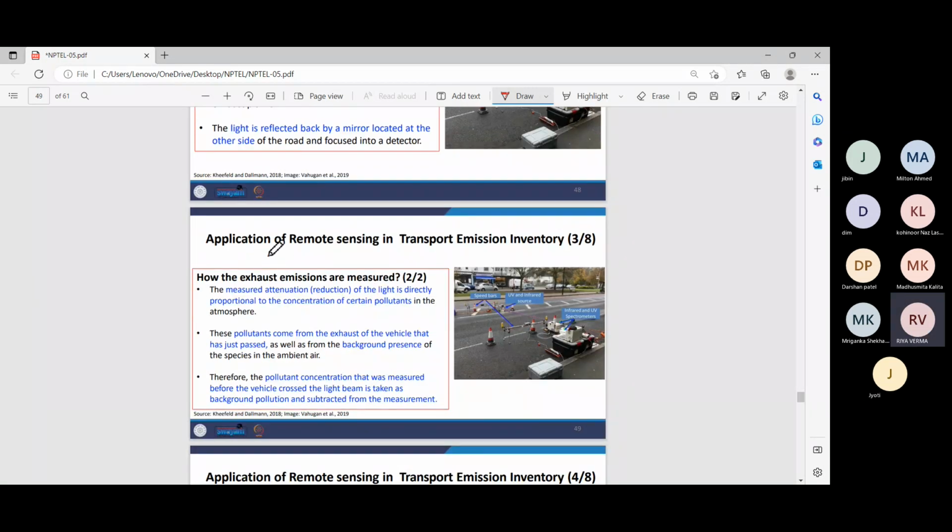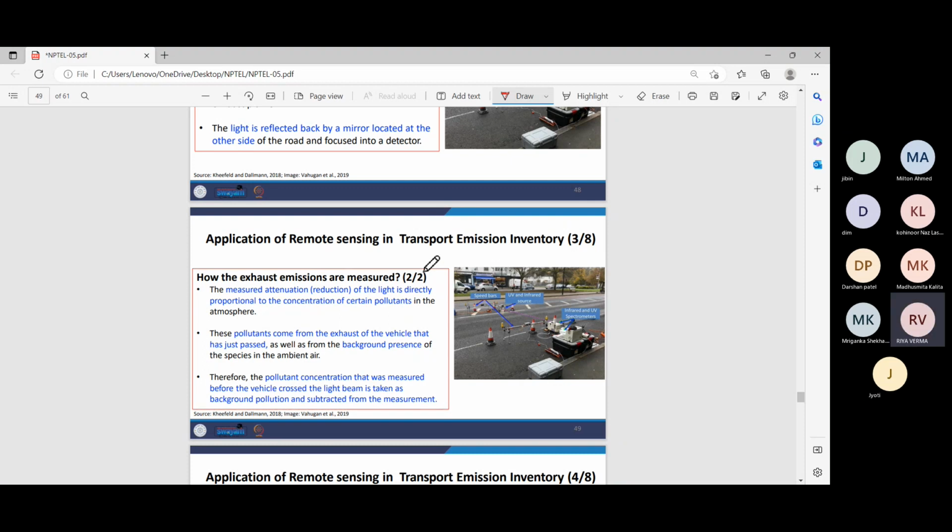The measured attenuation, the reduction of the light, is directly proportional to the concentration of certain pollutants. What will happen is we have a beam of light generated from these UV and infrared sources. Whenever a vehicle moves through this path, due to the emission from its tailpipe, there is a reduction of light, and the amount of reduction of that light is proportional to the concentration of pollutants present in the atmosphere, and definitely these pollutants are obtained from those tailpipe emissions.